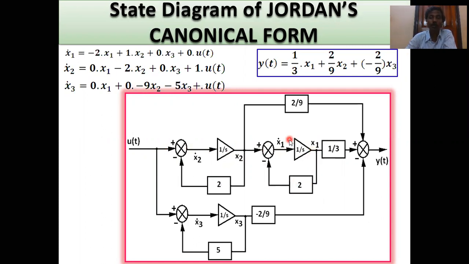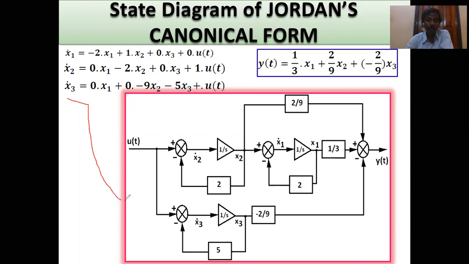So x1 dot equals minus 2 into x1, plus only x2. This is the x2 part, so put here x2. The second equation is also satisfied.